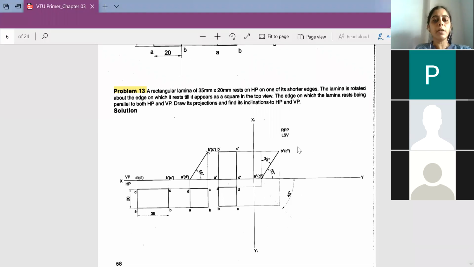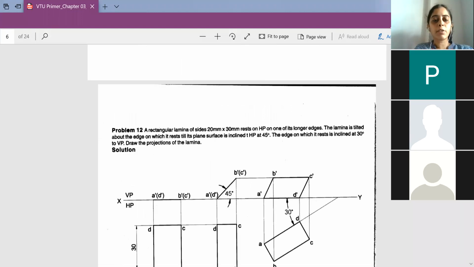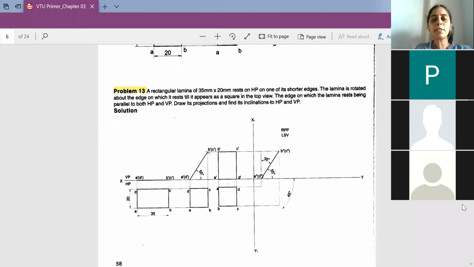Please read the question. It's a rectangular lamina of side 35 mm into 20 mm. It is given that it is resting on HP on one of its shorter edges. Previously it was resting on the longer edge, so now it is the reverse. You should position the plane in such a way that the shortest distance is parallel to HP plane, and if this is parallel to HP plane, this will obviously be perpendicular to our VP plane.